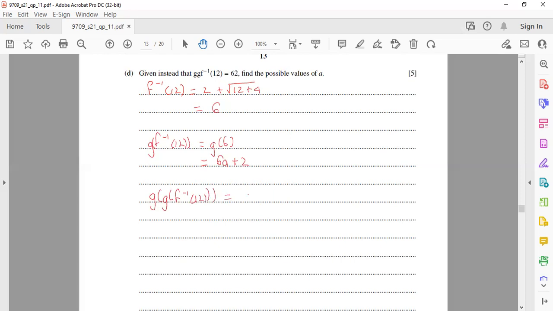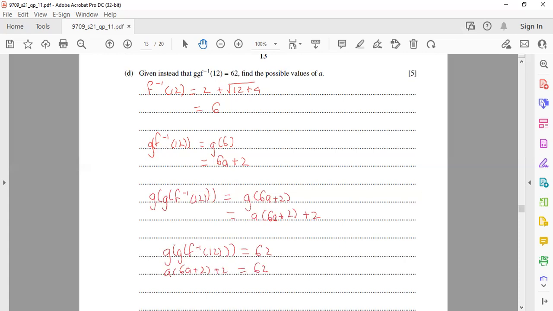So that would be g of 6a plus 2. So we replace the x by 6a plus 2. So that would be a into 6a plus 2 plus 2. All right. So now that we are given that g of f inverse of 12 is 62, so g of f inverse of 12 is equal to 62. That means that a into 6a plus 2 is equal to 62.